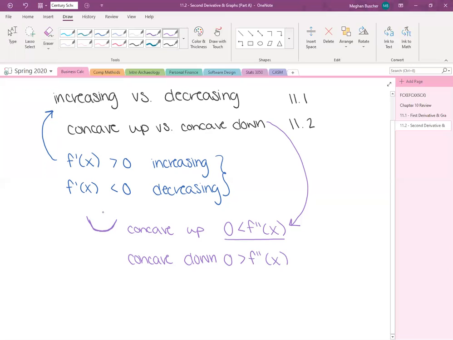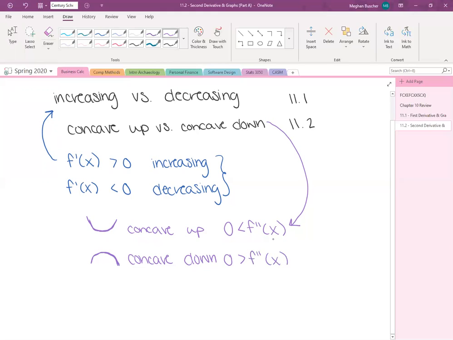And then concave down is just the opposite. Okay, so it honestly is like a reflection. Concave down and concave up are opposites.